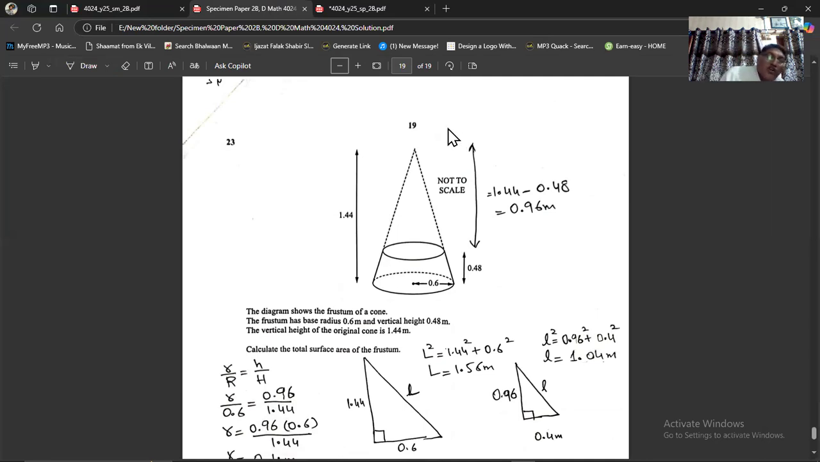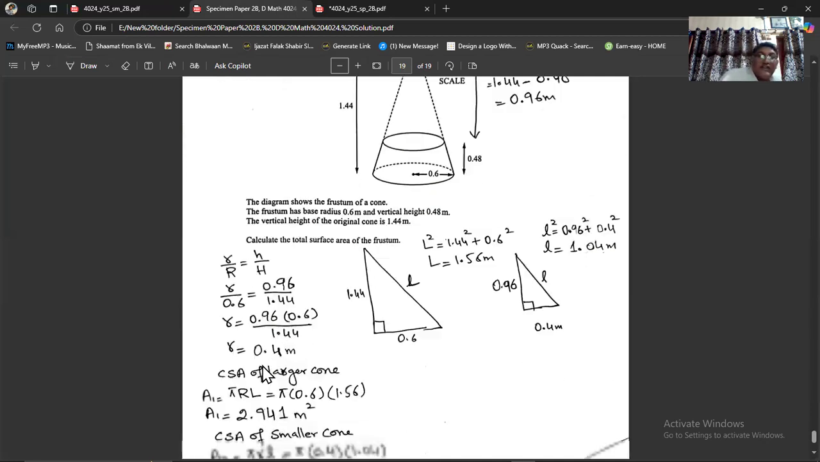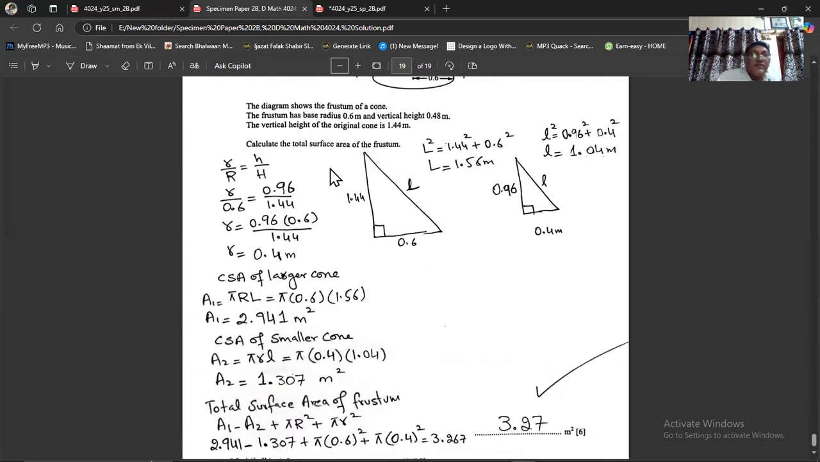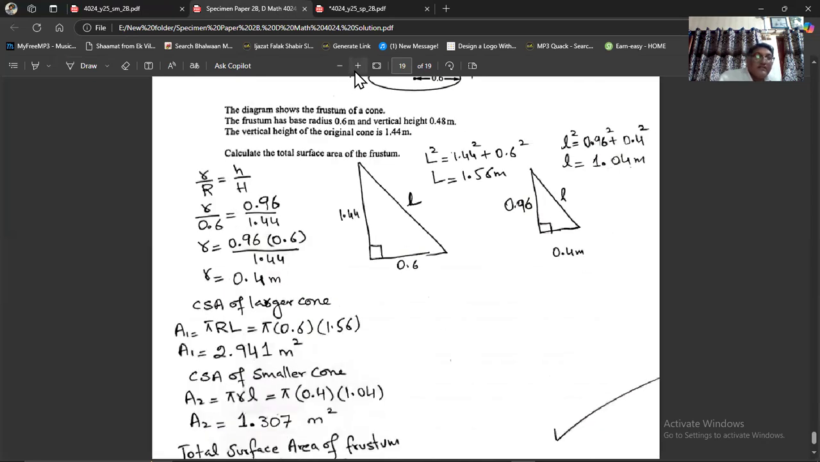You know, this small cone and this big cone are similar to each other. So the ratio of their small radius to big radius will be equal to the ratio of their small height to the height of the big cone. So that's why we are going to use that.